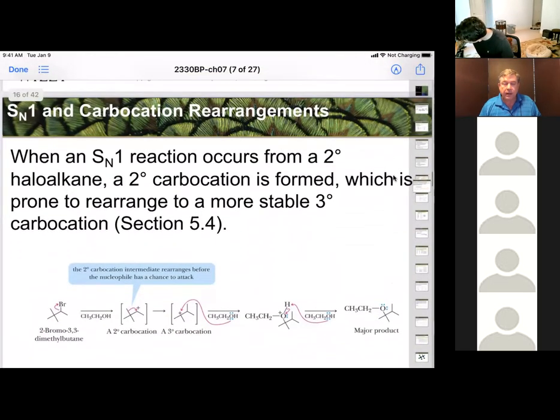But another problem with the SN1 reaction is that if you form a carbocation, it might rearrange. So that is something you always have to look for in your carbocation. If you can move a methyl group or a hydrogen to get a more stable tertiary carbocation, it's probably going to happen, and you'll probably have to show it in your reaction products.